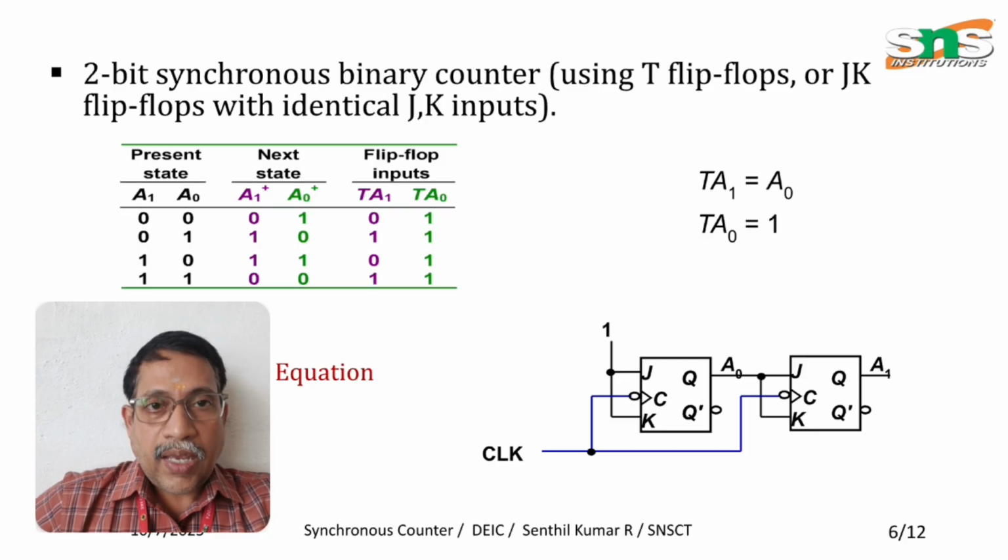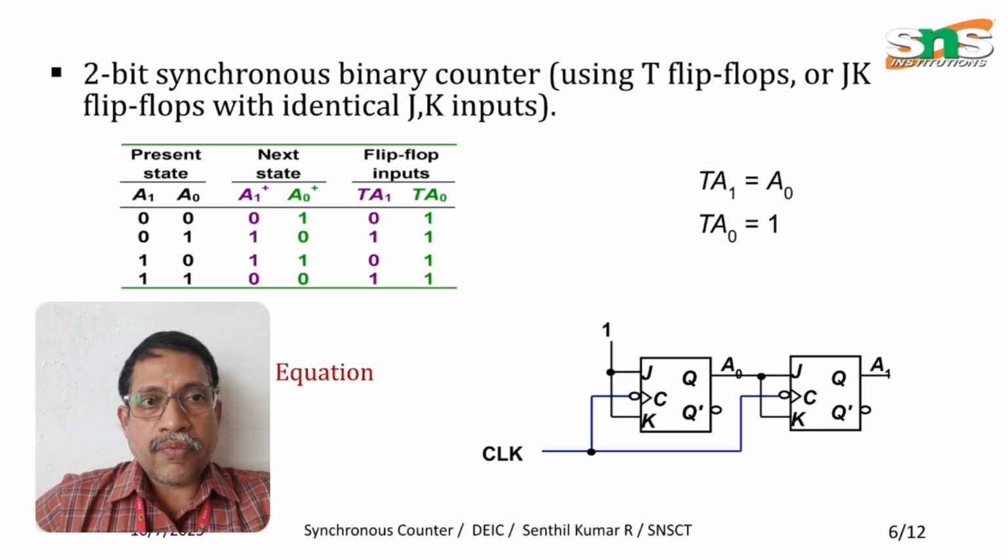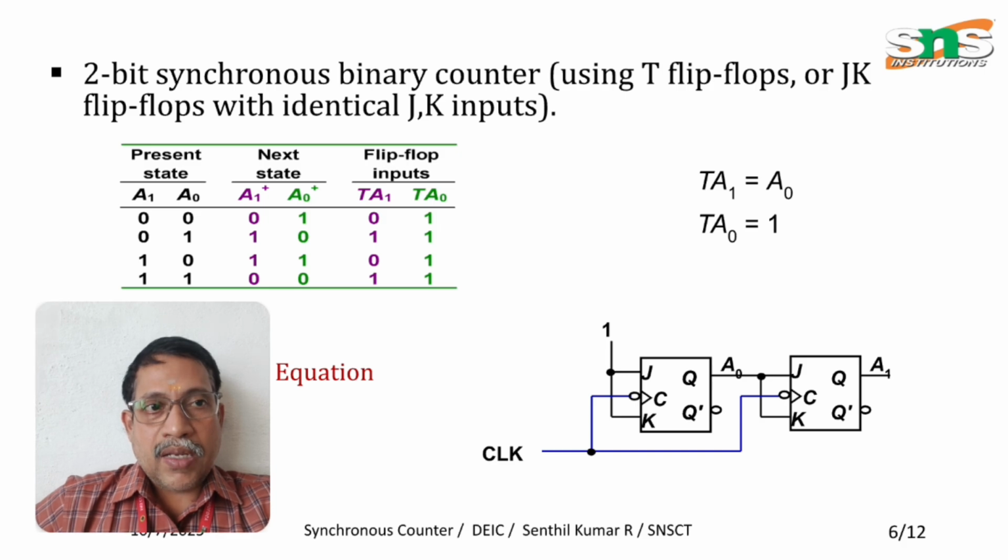If the J and K terminals are connected together, then it is a T flip-flop. Therefore, with a JK flip-flop or a T flip-flop, A0 is drawn first and A1 is drawn second. And see, the dark blue line is the clock pulse, which is connected in parallel. Therefore, it is a synchronous counter.